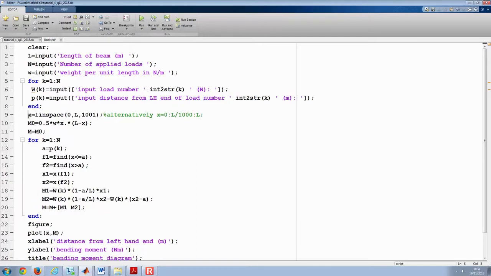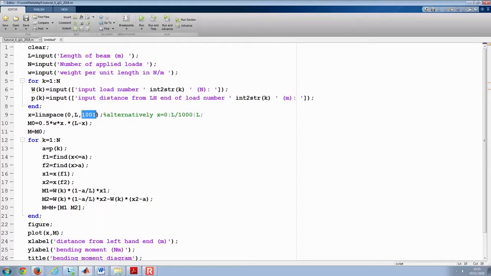So for the multiple choice, you were told that the spacing needs to be L over 1000. Therefore, if the spacing is L over 1000, you have 1000 spaces, that means you have 1001 points. Okay, therefore if you're using linspace, the number of points should be 1001. If you have 1000 subdivisions, that means you have 1001 points. If you had 2 subdivisions, that means you have 3 points.